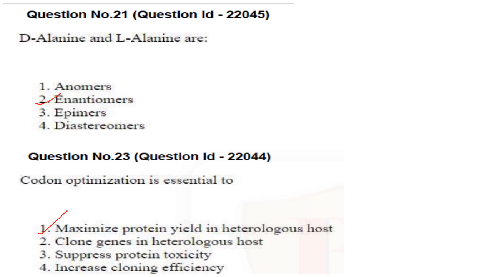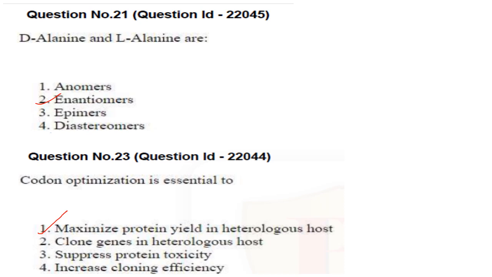Then next one. D-alanine and L-alanine, they are enantiomers. Answer is option 2. Codon optimization is essential too. So what is codon bias? First we will come to that.